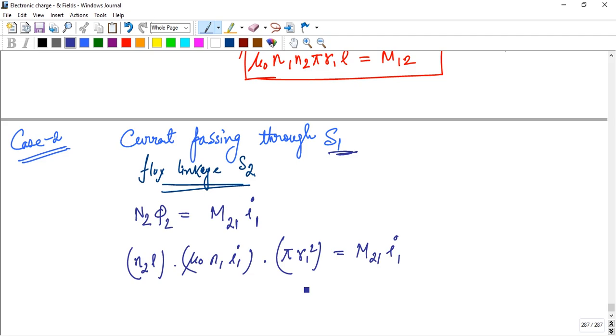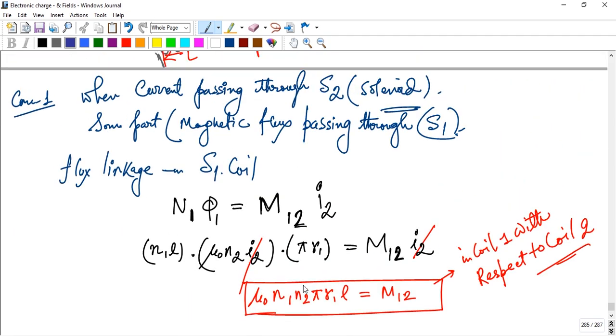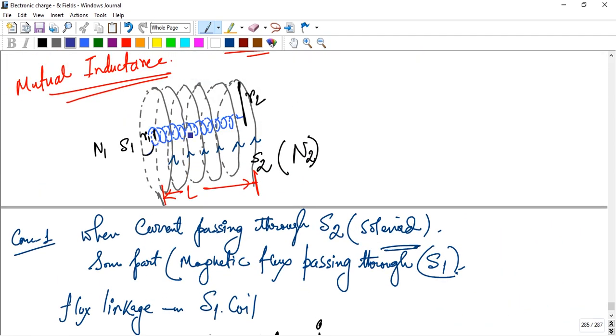Why pi r1 square and not r2? Because the flux due to current I1 can be assumed to be confined solely inside S1. Since the solenoid is very long, the flux is solely confined in S1, and the total flux passes through both. That's why the B generated here is the same B generated here. So we choose pi r1 square, because the magnetic field is the same in both.